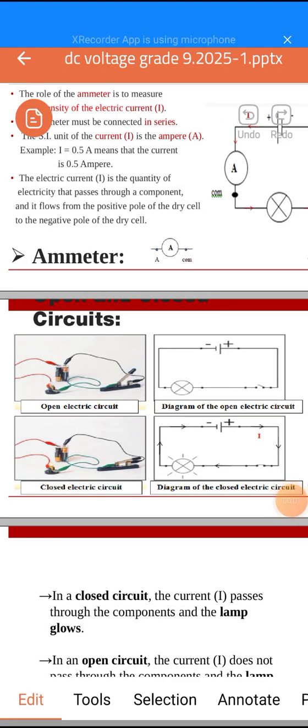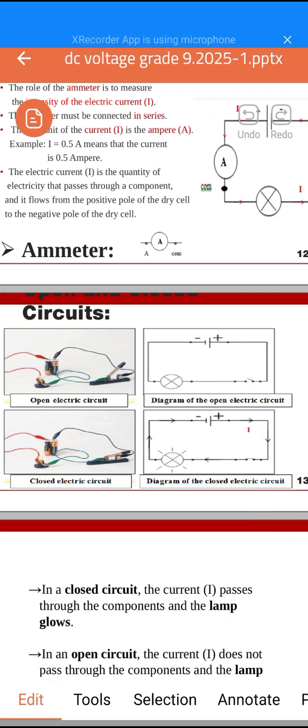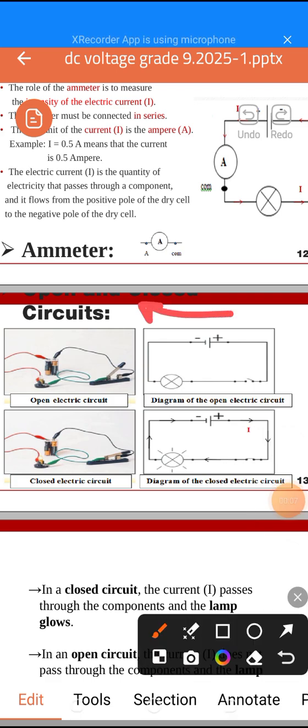Now, open and closed circuits. I think the title isn't clear. It's cut off a little, but it is open and closed circuit. They are shown here, open and closed. So what's an open circuit and what is a closed circuit?